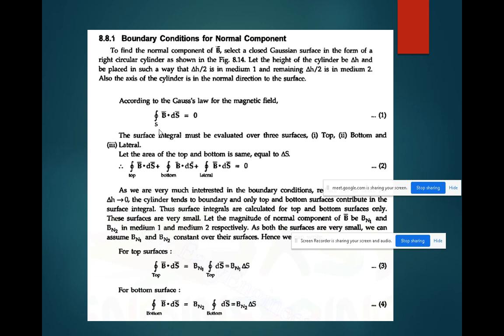According to Gauss law for magnetic field, you can write the equation as the integral of B vector dot dS vector equal to 0. This is nothing but Gauss law of magnetic field. On taking the surface integral for the whole right circular cylinder, you consider three surfaces, that is top, bottom and lateral surface. Here the lateral surface can be taken as zero value.